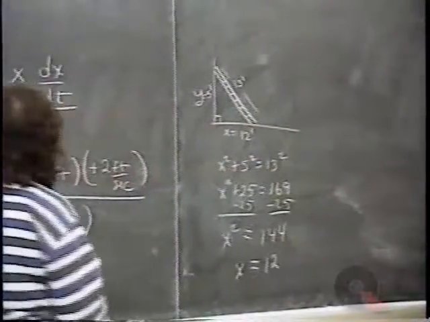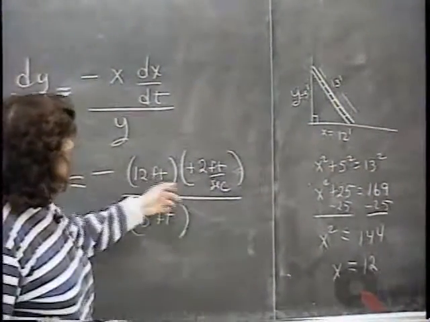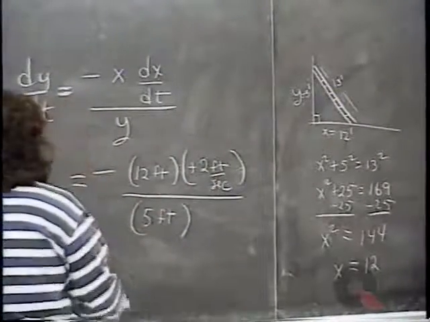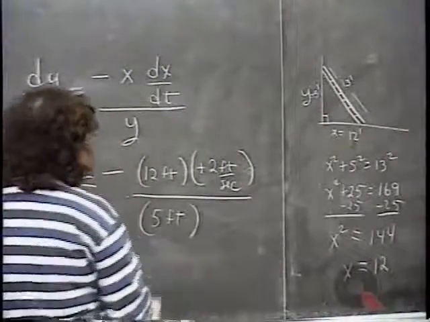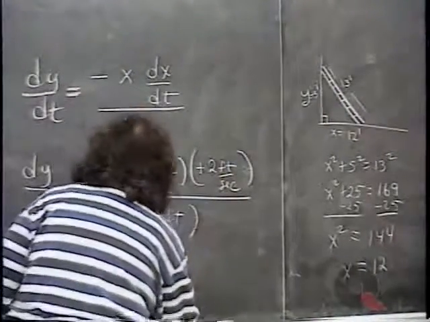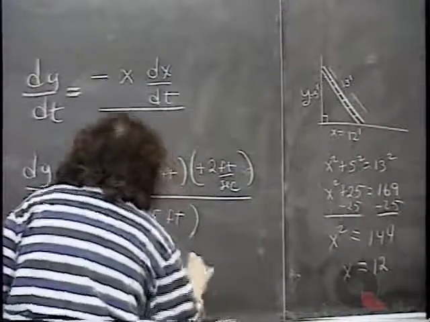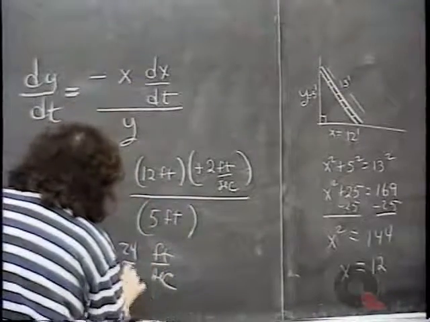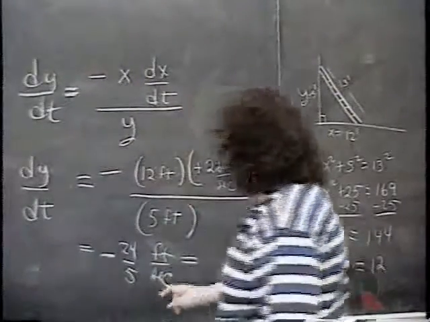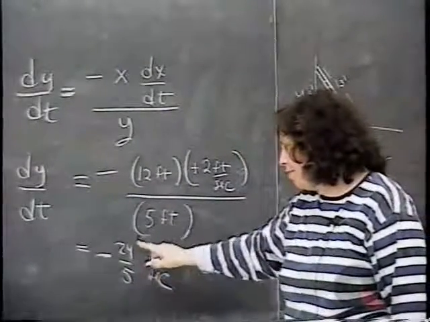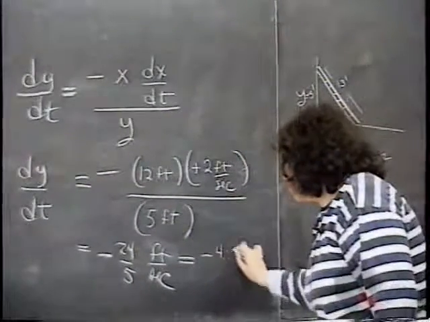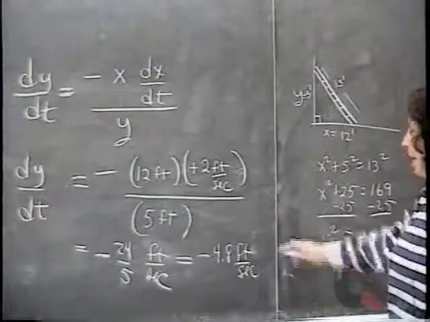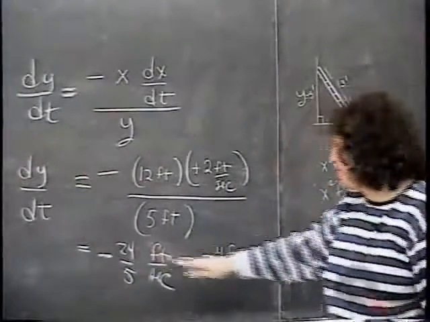Anyway, back over here, we have minus x, which is 12 feet, times dx/dt, which is 2 feet per second, over y, which is 5 feet. The final answer is minus, which is what we expected. The feet cancel. The final answer is in feet per second. And we have 12 times 2, 24 over 5, minus 24 fifths, or if you multiply top and bottom by 2, 48 tenths, so minus 4.8 feet per second. Now, the minus is because y is decreasing.